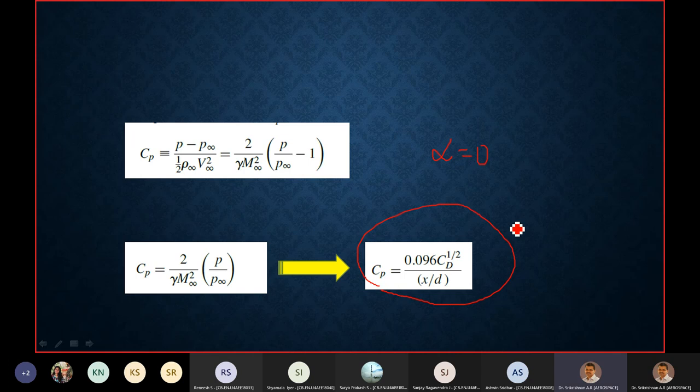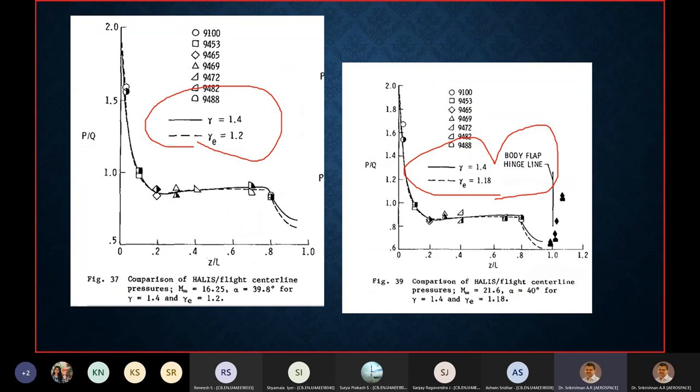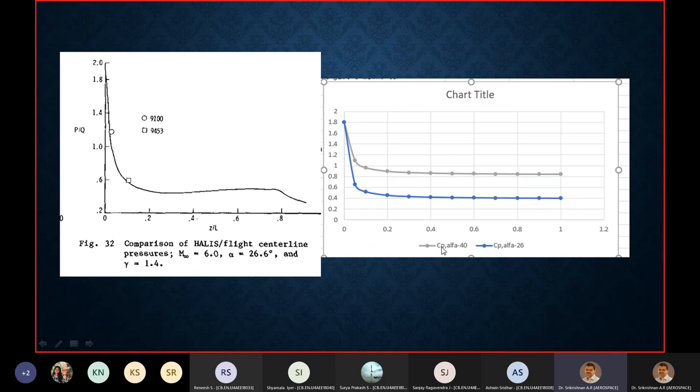If you add to this the value based on Newton's theory, two sine squared alpha, you can incorporate the impact of alpha as well. So it's quite straightforward to incorporate the influence of alpha into this relation. That's how it is calculated for different angles of attack as well. These are shown for different values so far, and some of them I've taken from that paper.